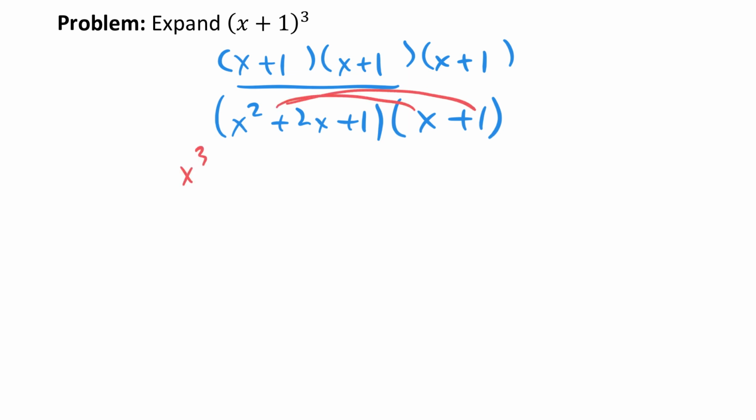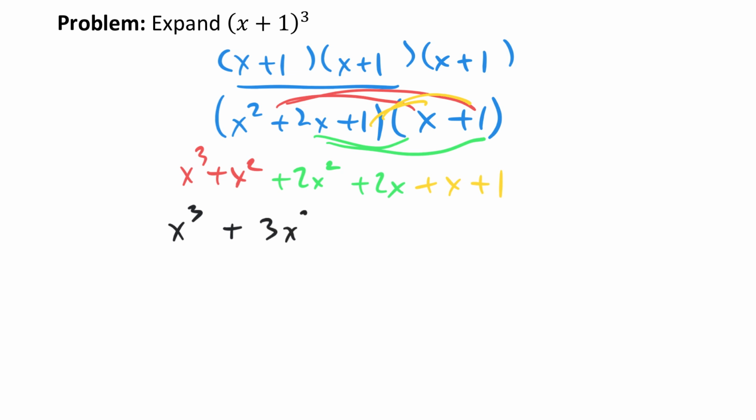That'll be x to the 3 plus x squared. Then take the 2x into both of these. That'll be 2x squared plus 2x. Finally, take the 1 into both of these. X plus 1. Then we combine everything to give us x cubed plus 3x squared plus 3x plus 1.